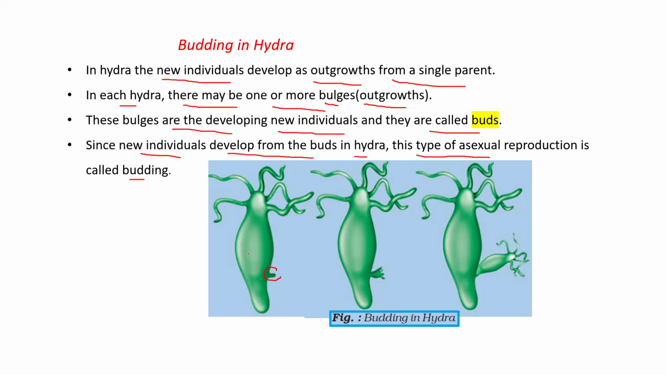In the diagram you can see this bulge is growing, and finally this will convert into a Hydra, and after some time this will detach from the parent, and a new Hydra is produced.